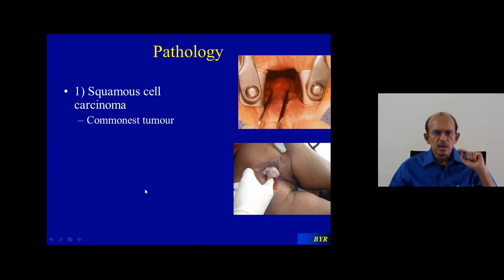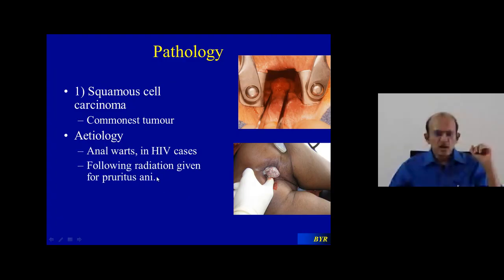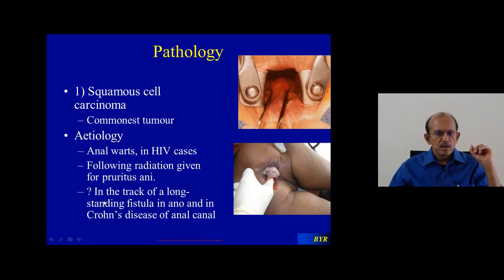Squamous cell carcinoma presents just like squamous cell carcinoma elsewhere on the skin. So it is the commonest tumor. You can see a proliferating mass. Etiology: anal warts in HIV cases, following radiation given for pruritus ani, sometimes probably in the track of a long-standing fistula in ano, and in Crohn's disease of the anal canal.